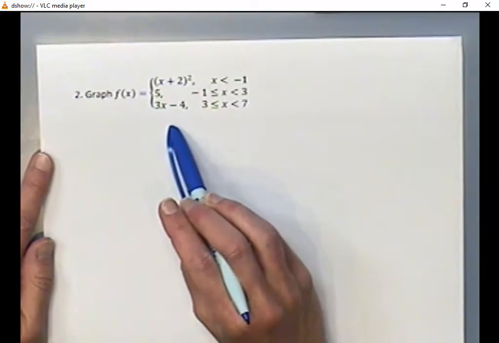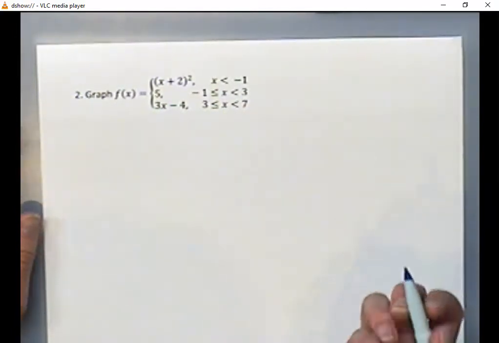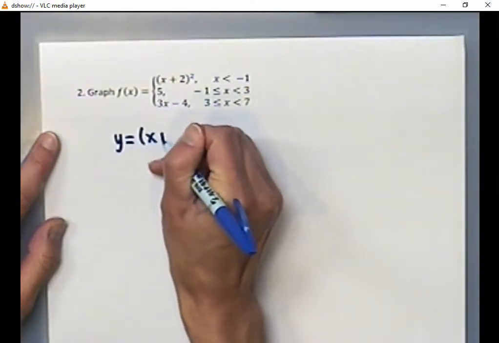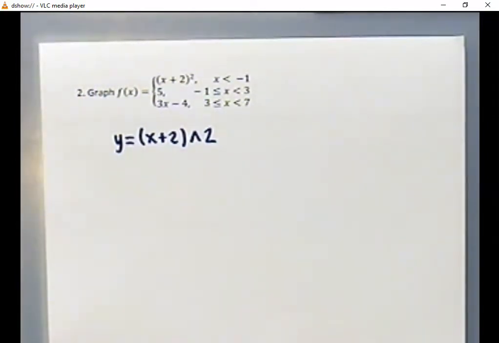Have you seen piecewise functions before? So they have these little different pieces. So you can do this on Graphmatica too. I'll show you the format for the notation. So if I want to graph y equals (x plus 2) squared, on Graphmatica they use an up arrow like that for doing squares or exponents. So you can just put it in like that.